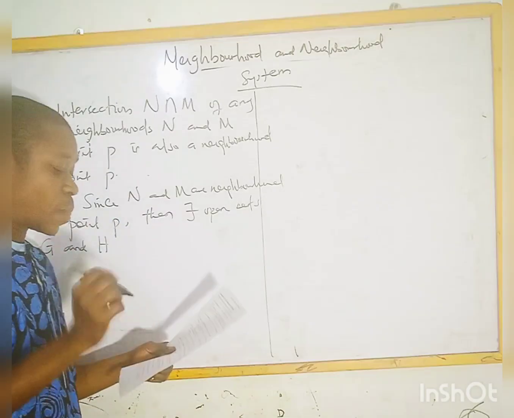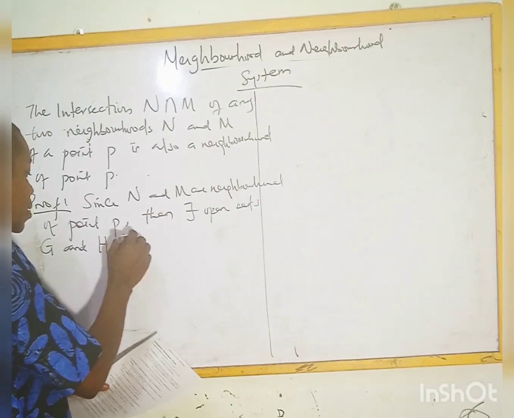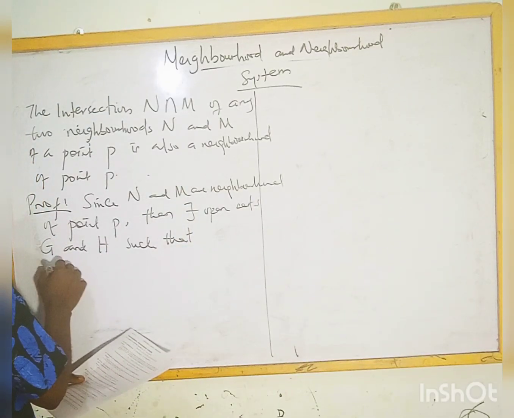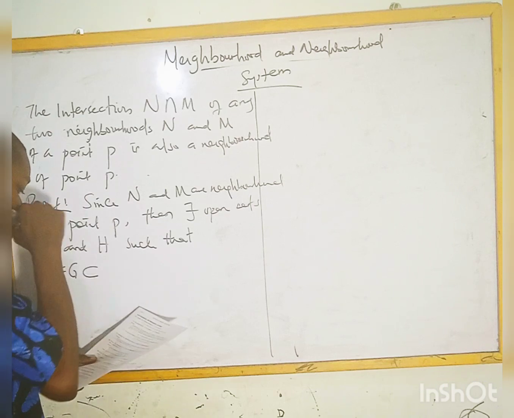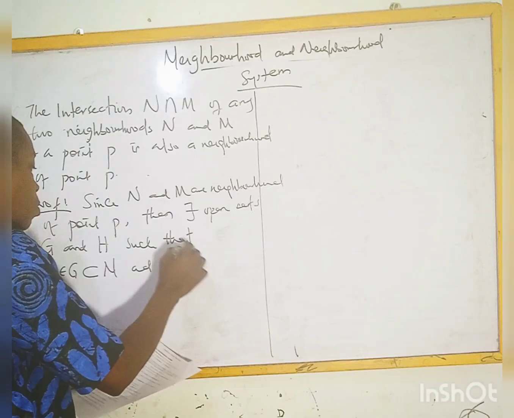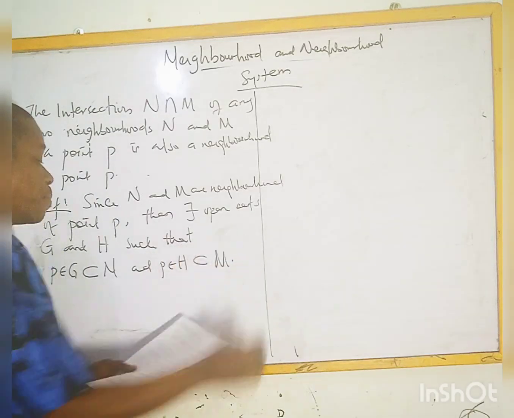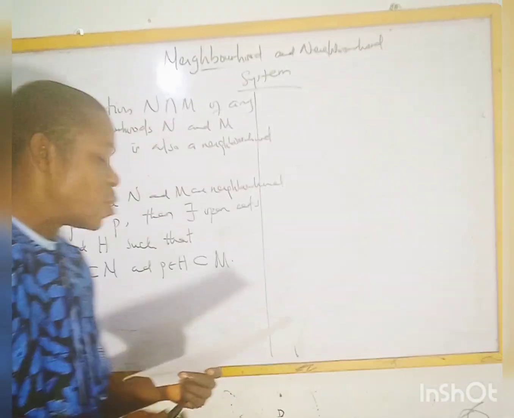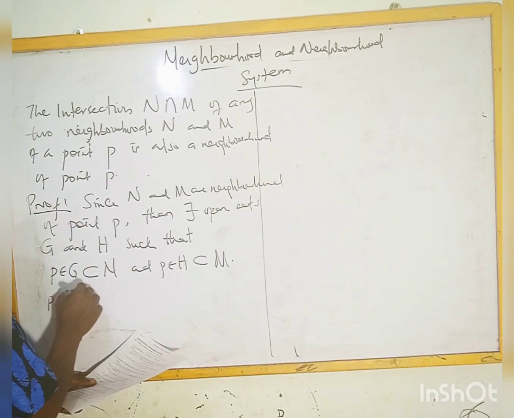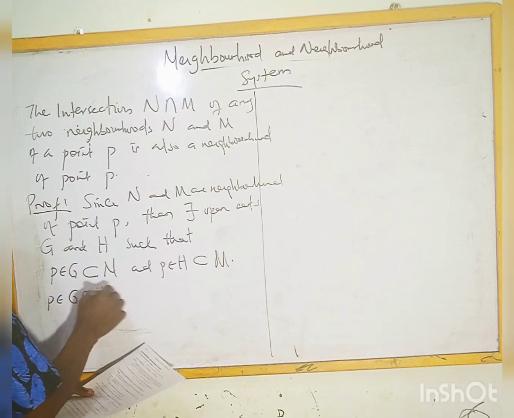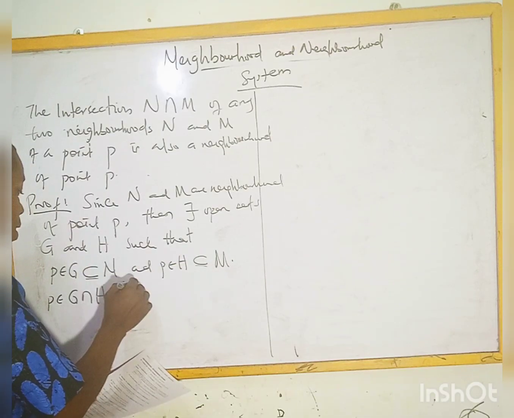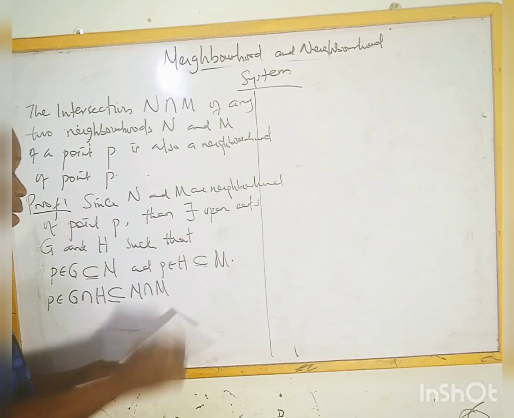Are you following now? G and H, such that your P is in G, which is a subset of N, and your P is in H, which is also a subset of M. Can you see that? So we can say that my P is an element of G intersection H, which is also a subset of N intersection M.